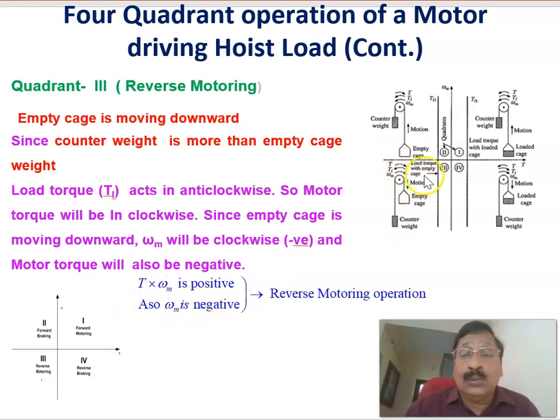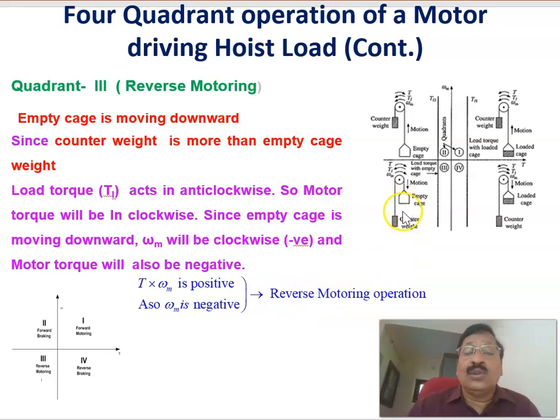Now let us see omega. Here the cage is moving downward. The unloaded cage is moving downward, which means omega is again clockwise. That's also negative, so omega m is negative. Similarly, T is also negative. T into omega is positive. That is why it is called motoring action. But since omega is negative, it's called reverse motoring.